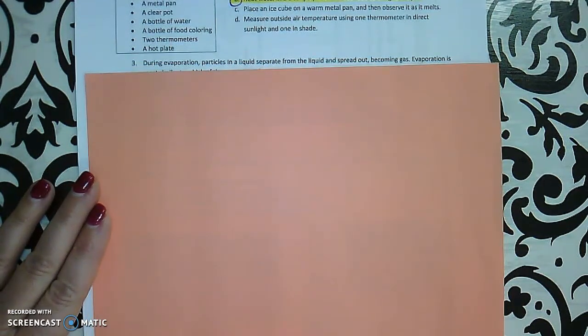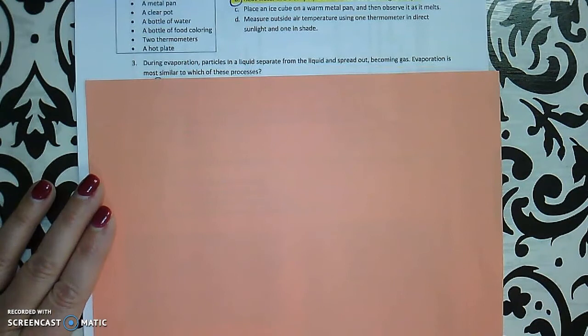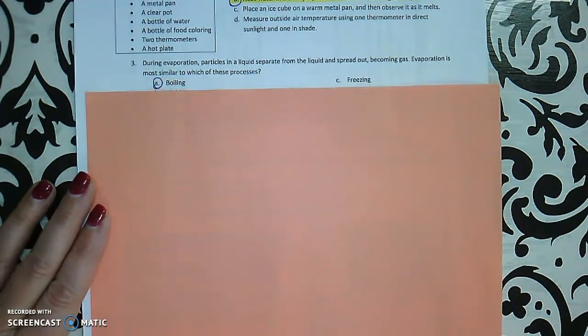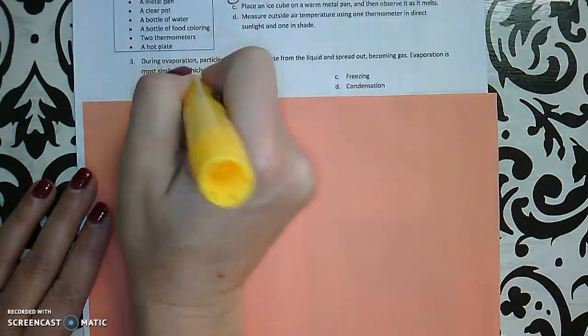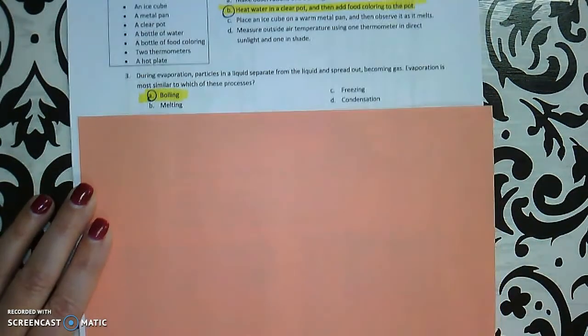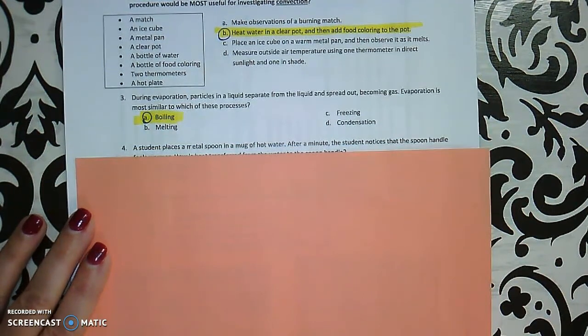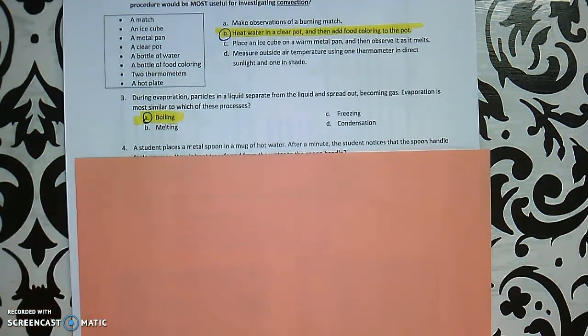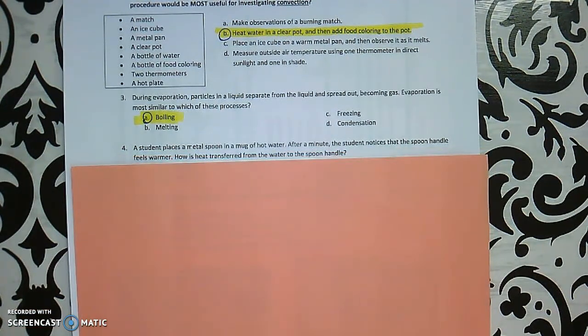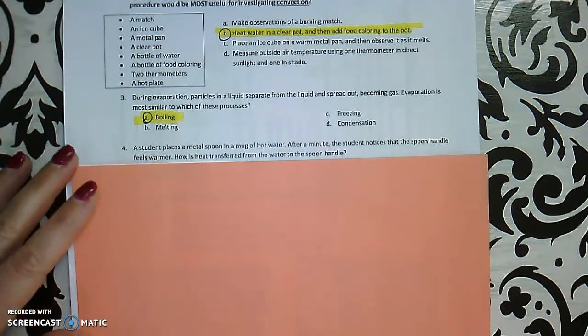Number 3, during evaporation, particles in a liquid separate from the liquid and spread out, becoming gas. Evaporation is most similar to which of these processes? Boiling, melting, freezing, or condensation? And evaporation is most similar to boiling. Number 4, a student places a metal spoon in a mug of hot water. After a minute, the student notices that the spoon handle feels warmer. How is heat transferred from the water to the spoon handle?